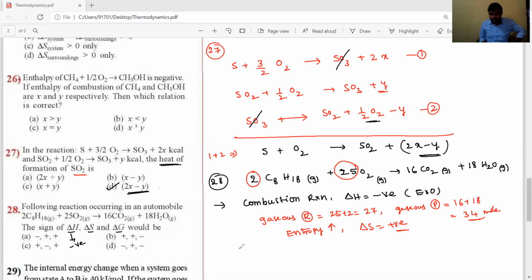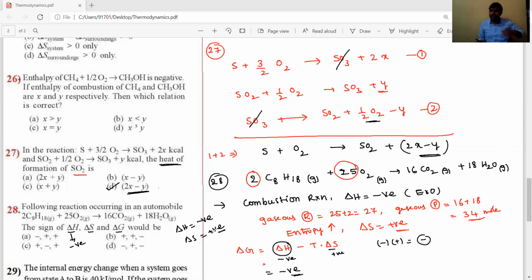Okay. Now delta G is equal to delta H minus T into delta S. Then delta H we already know is negative sign, and delta S is positive, and if the minus symbol is there, plus into minus or minus into plus is equal to minus only. Then it is also a minus value, so delta G also has a negative sign. So the correct relation is delta H is negative and delta S is positive.